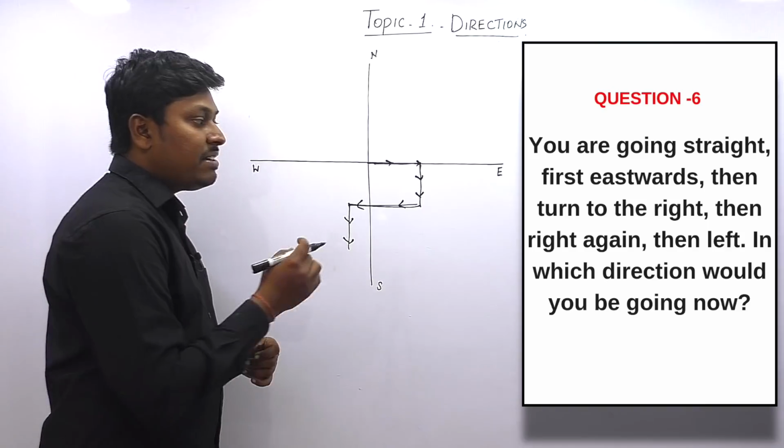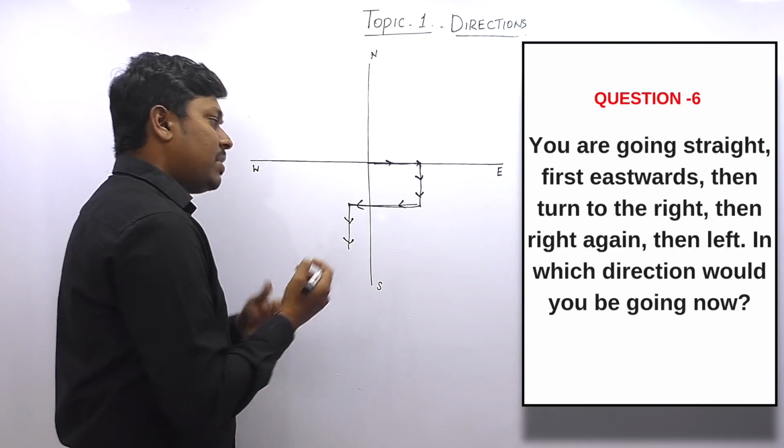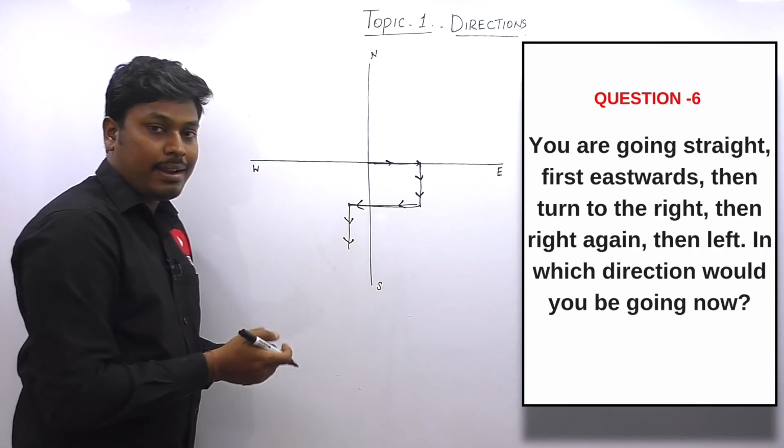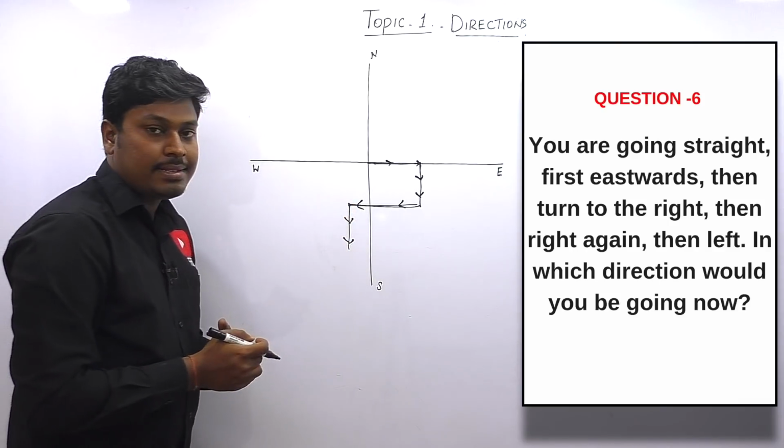So what is the question? In which direction will you be going now? So our target is finally in which direction we are going. So finally we are going in the southern direction. So the answer for question number 6 is south.